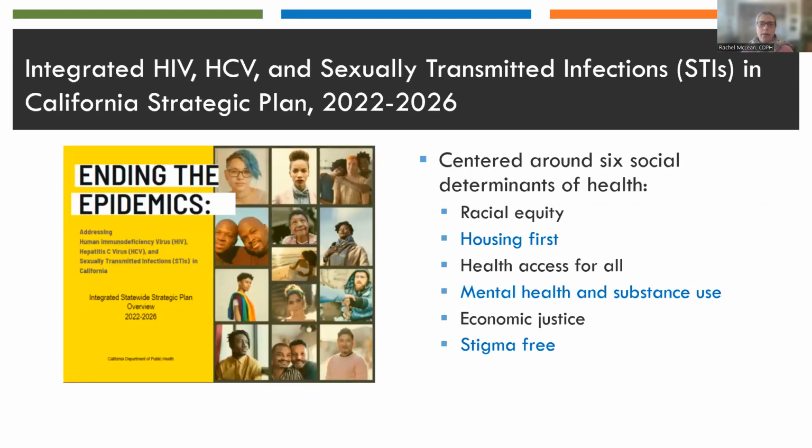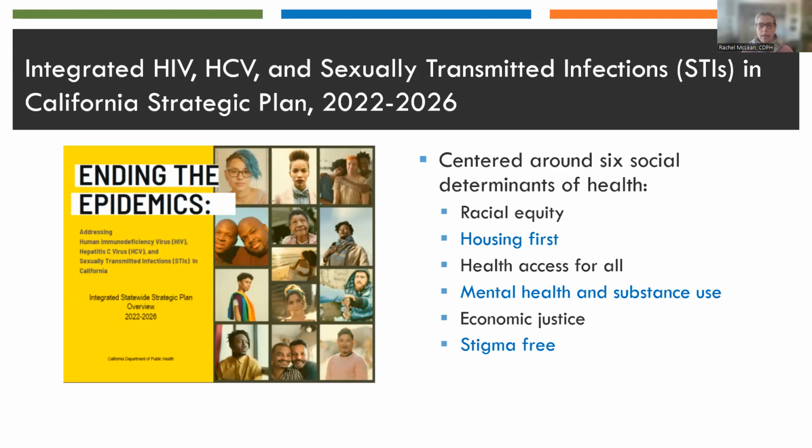So one of the things that we've been doing in California at the Department of Public Health and in close collaboration with the Ending the Epidemic's counties and our other community partners is working to develop, as far as we know, the first integrated strategic plan that both addresses the syndemic of HIV, hepatitis C, and sexually transmitted infections, and is also centered around the social determinants of health rather than centered around the diseases.